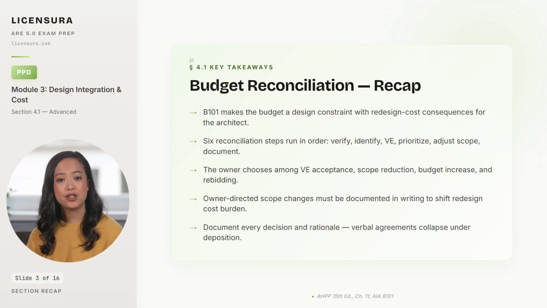The owner alone chooses among VE acceptance, scope reduction, budget increase, and rebidding, because each path involves trade-offs that are not the architect's to make unilaterally. Owner-directed scope changes must be documented in writing at the moment they happen, because reconstructing them after the over-budget bid lands is when the deposition starts. And finally, document every decision and rationale in writing. Verbal agreements collapse under the pressure of a fee dispute or a lawsuit, and the architect who relied on verbal approvals will lose.